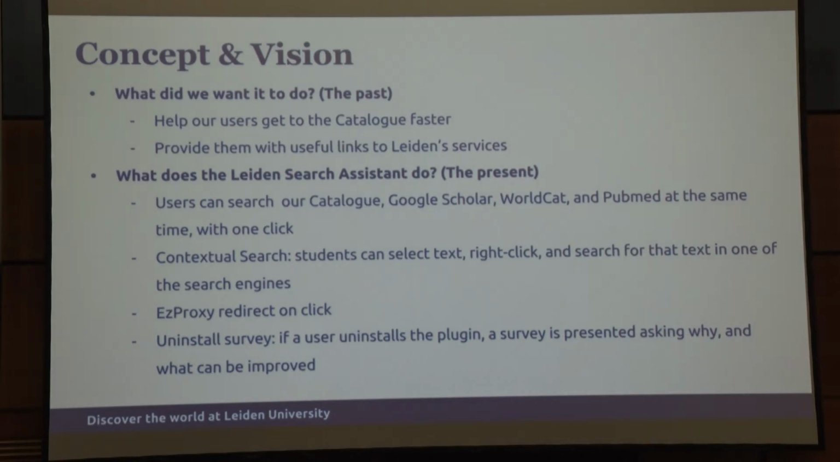So what did we want the plugin to do in the beginning? Well, we wanted to help our users to go to the catalog faster. We pay for Primo, we want our users to use it, but they have to get over there. And we thought that maybe a plugin could help them reach it and use it more. We wanted also the plugin to offer the useful links that are also on the catalog, Ask a Librarian, opening hours, so that everything is always a click away for a user.